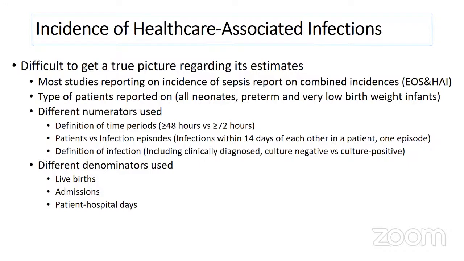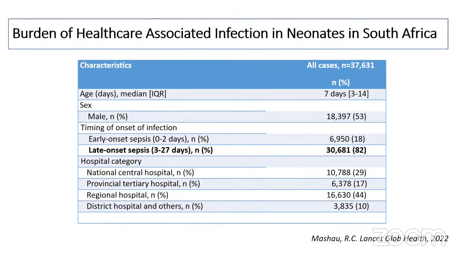What are you using as a numerator? What are you using as a denominator? Some studies use live beds, some use admissions, some use patient hospital days. I think, to me, using live beds is not the best way to do it, because a lot of live beds would have gone home. But I think one should be looking at admissions or patient hospital days and not live beds.